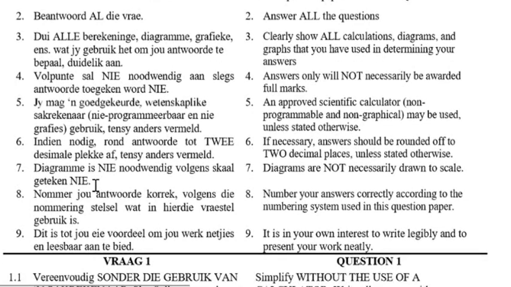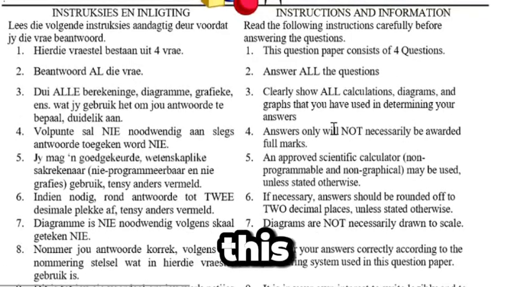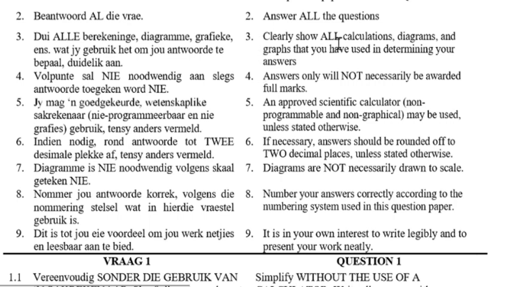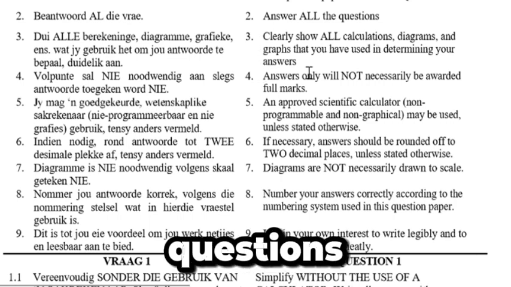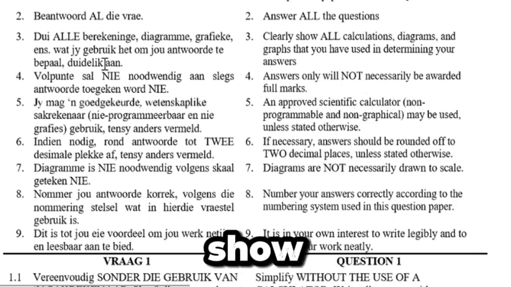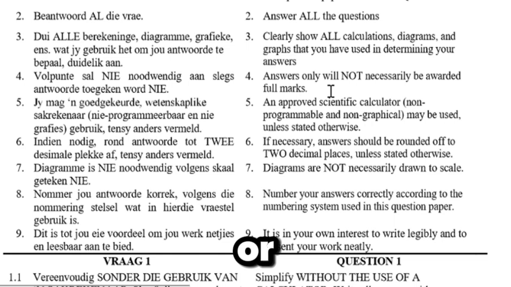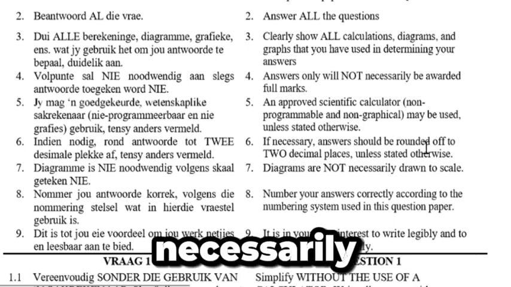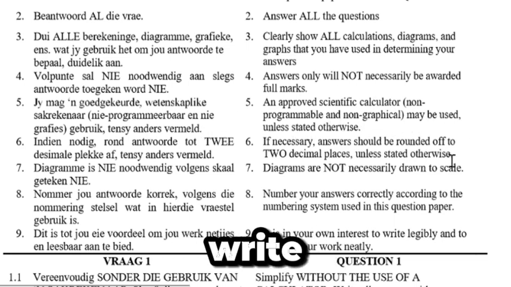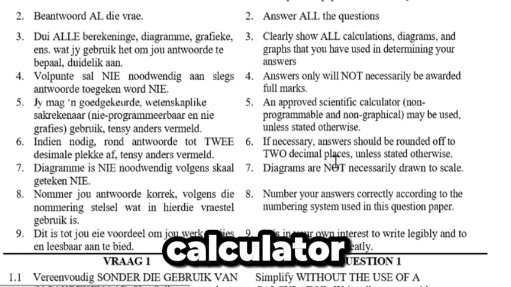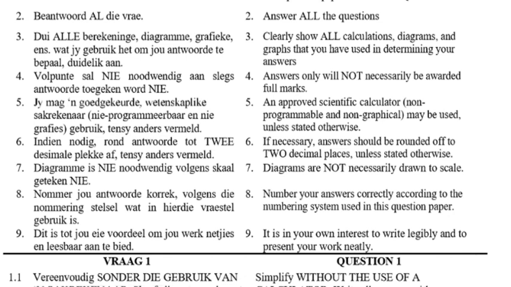There are some instructions. If I quickly run through these instructions, instruction number 2 is quite important. You need to answer all the questions. Further, clearly show all calculations, diagrams and graphs that you have used in determining your answers. Answers alone will not necessarily be awarded full marks. So you can't just write x is equal to 5 and expect to get full marks. An approved scientific calculator like this one, you may use that.